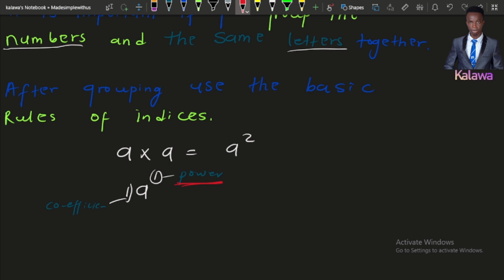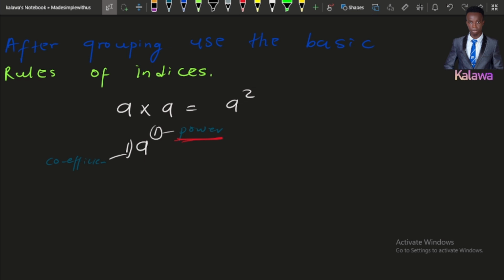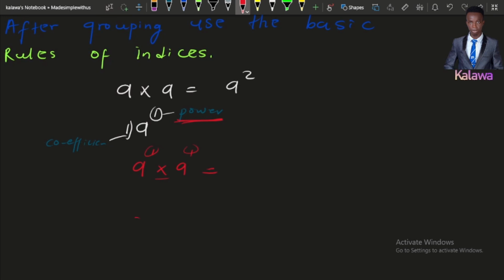So remember, one of the indices laws says if the bases are the same, you take their powers and add them, and take one of the bases with the new power. That's what they are saying, that you should remember the rules of indices. So this is A raised to the power 1 multiplied by another A raised to the power 1. The bases are the same, and the sign in the middle is multiplication. What we do, we take one of the bases, which is A, and then we add the powers, 1 plus 1. That's why we have A square.